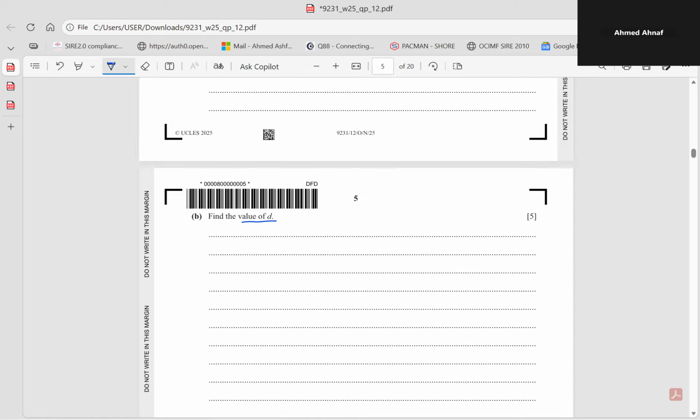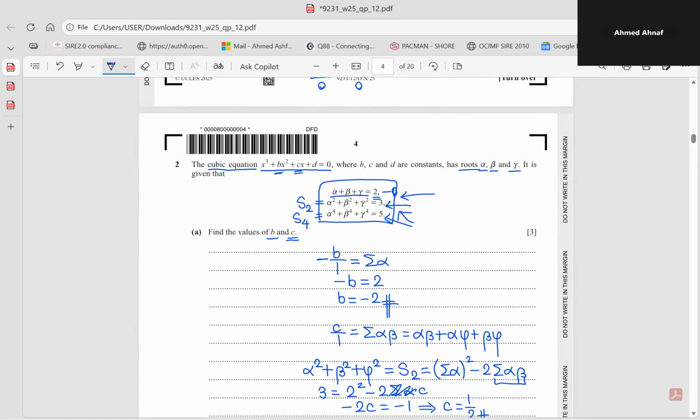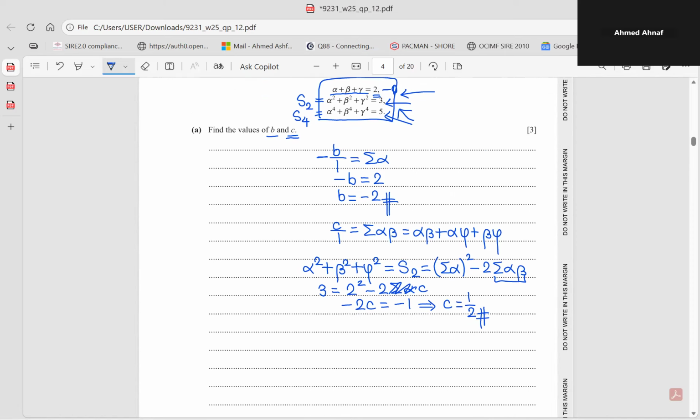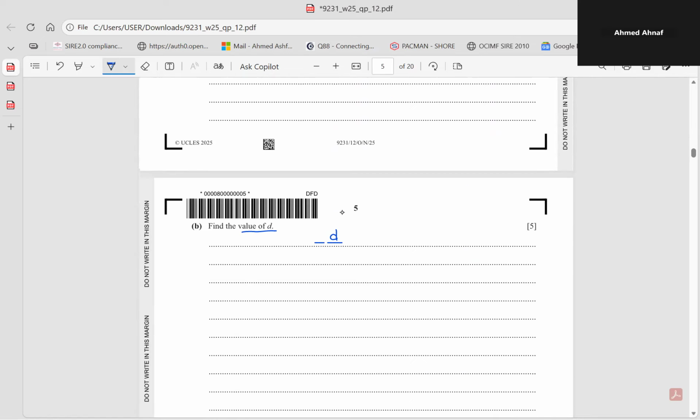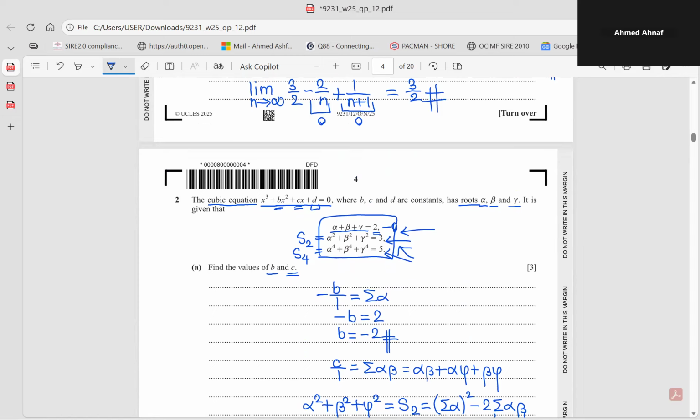Okay, so for the second part, we're told to find the value of d. Just like how we found the values of b and c, we're going to apply the same method to find the value of d. So let's make an equation in terms of d as well as the roots. d is the constant term in the cubic equation, so for d, it's minus d over the coefficient of x cubed.